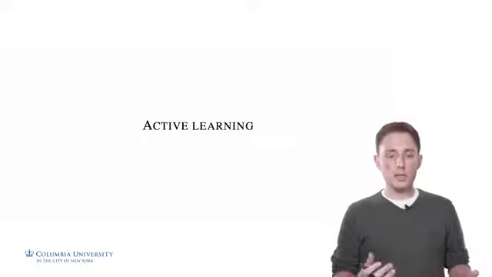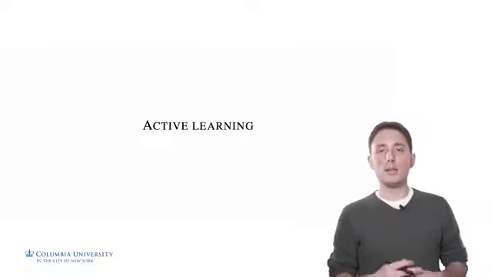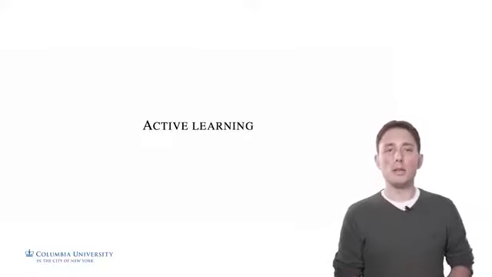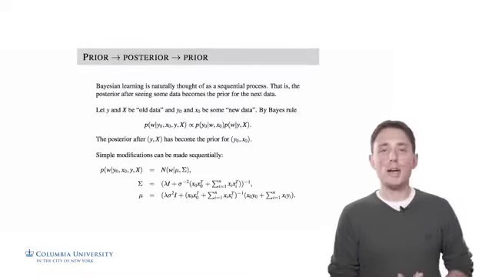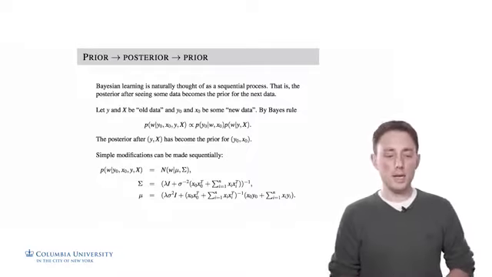Okay, so we've discussed Bayes' rule for the linear regression problem and predicting new data. Let's now look at something that combines both of these two techniques, something called active learning. So active learning is a general technique for learning a model efficiently, and we're going to discuss it in the context of Bayesian linear regression.